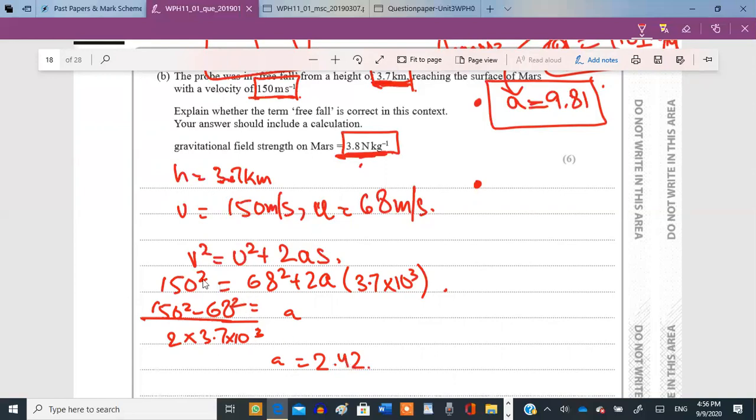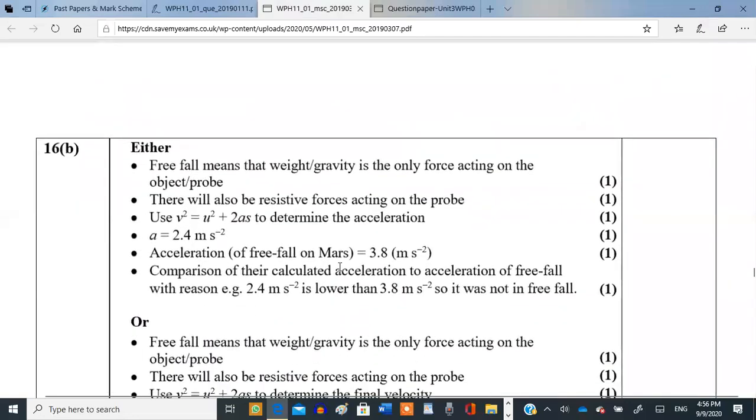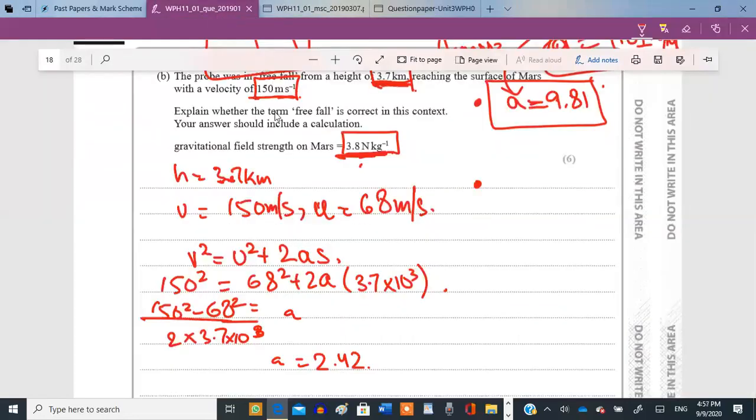Please recheck what you plugged. It's 3, it's 10 cube. It's not -3. What's the marking scheme saying? Yeah, I got 2.4. Yep, it's 2.4, correct. Okay, meters per second squared.